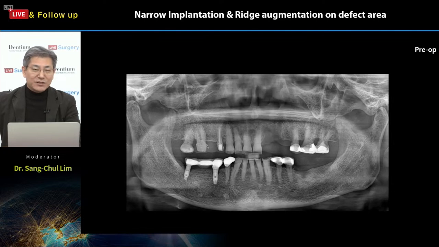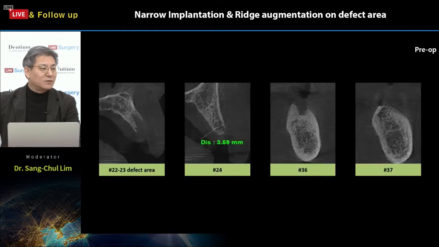After the extraction and removal of the implant fixture, as you know, the number 22 area has a big defect like this, vertical and maybe horizontal also. And about the CBCT view, what about the number 22 and 23 defect areas? As you can see, a little bit buccally depressed and a damaged socket, as you know.